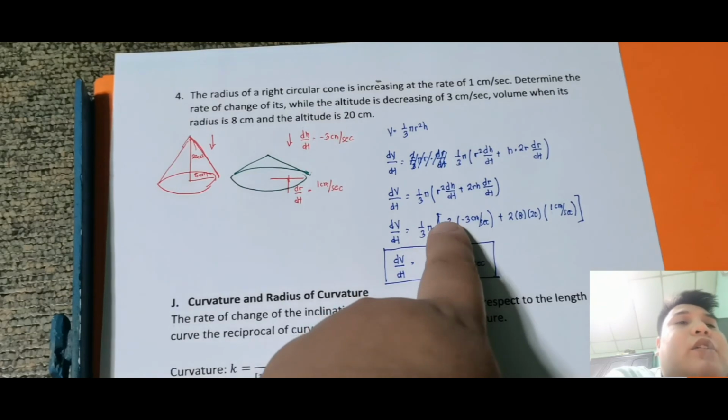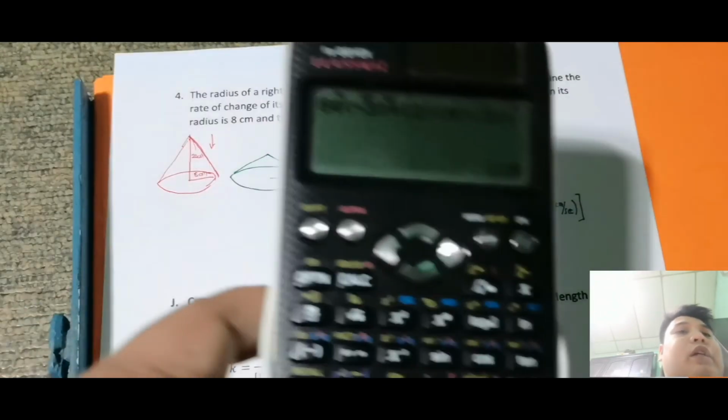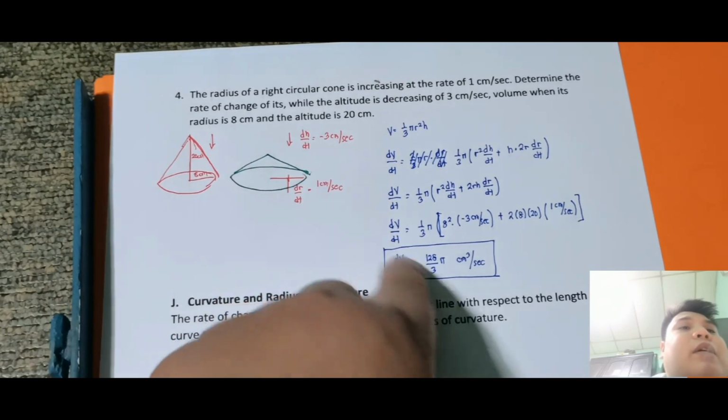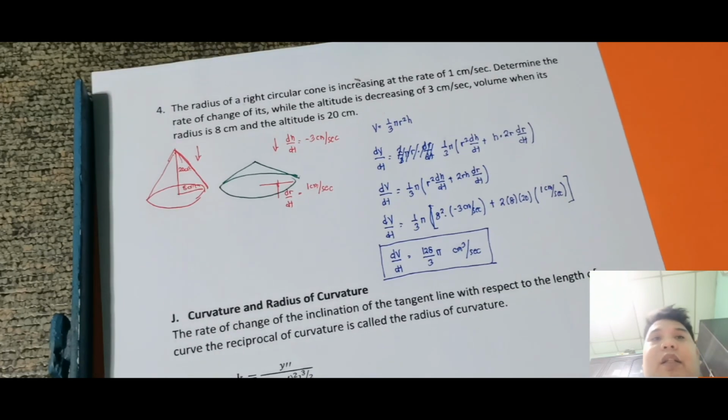So again, check natin, so 64 times negative 3, that's negative 192. So negative 192 plus 40 times 20, that is 608. So check ko lang ulit, no? So 8 squared pa rin, sorry. So 64 times negative 3. Okay, then plus 2 times 8 times 20, that is 128. So tama ako dun sa loob. Okay, then 128 divided by 3, that is 128 over 3 pi, then cubic centimeter per second. Again, so that's all for this video.